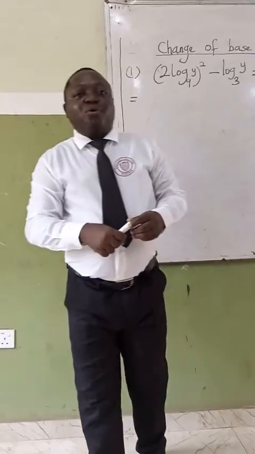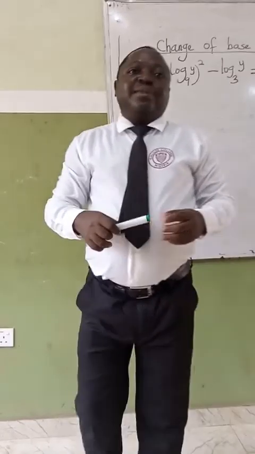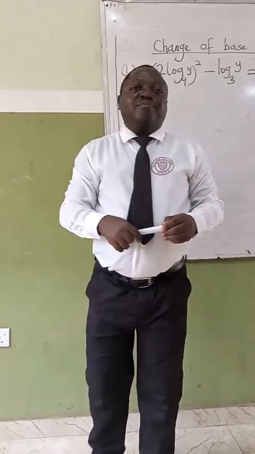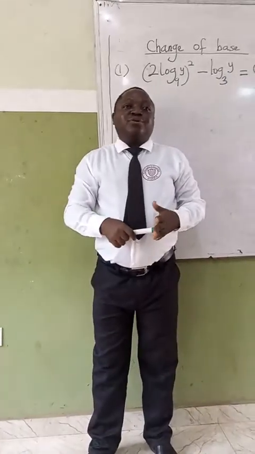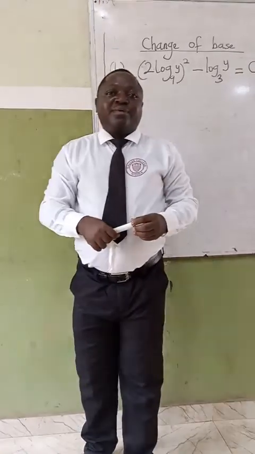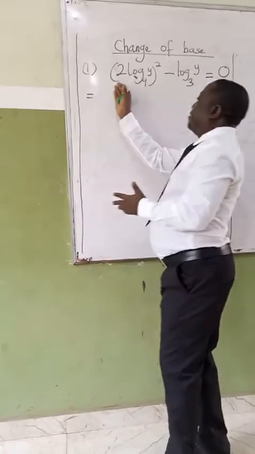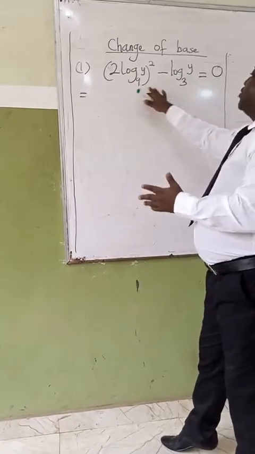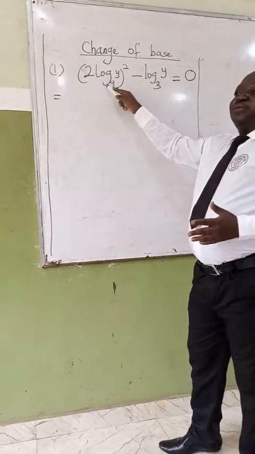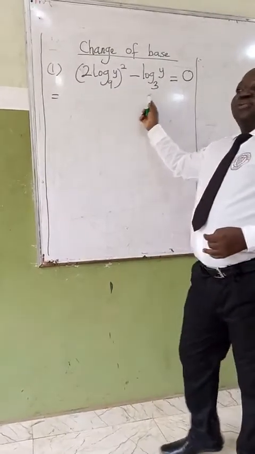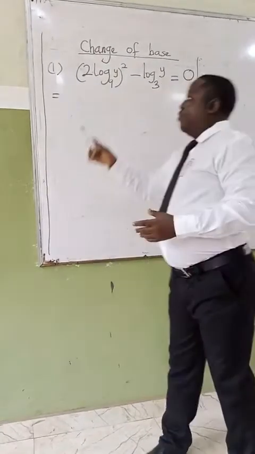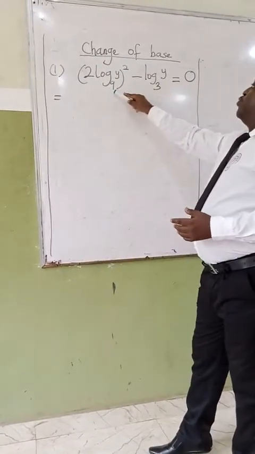Today we want to discuss how we can use the law of change of base so as to solve logarithm questions whose bases are not the same. If you take a look at the question on the board here, the base of this logarithm is 9, while the base of this is 3. So what do we need to do? We want to change this base 9 to base 3.